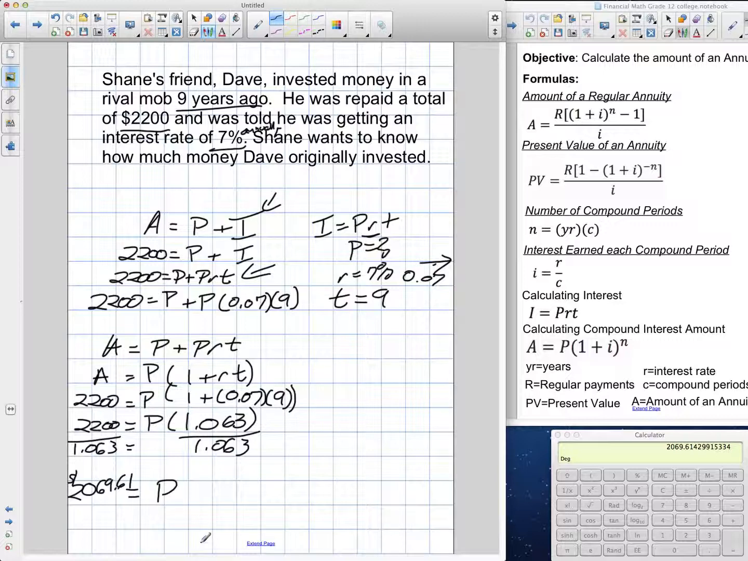Now, with that being said, it's a poor interest rate. How much interest did he earn? That's horrible. How much interest did he earn? Around 130. So, $2,200 subtract 2,069.61. Okay?